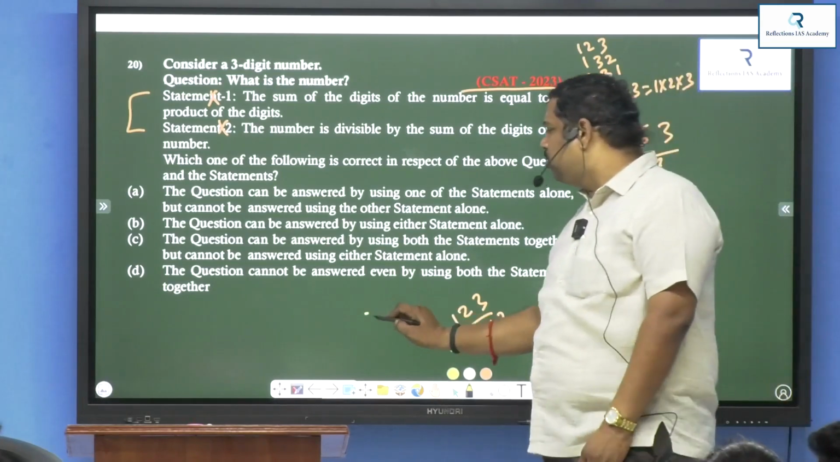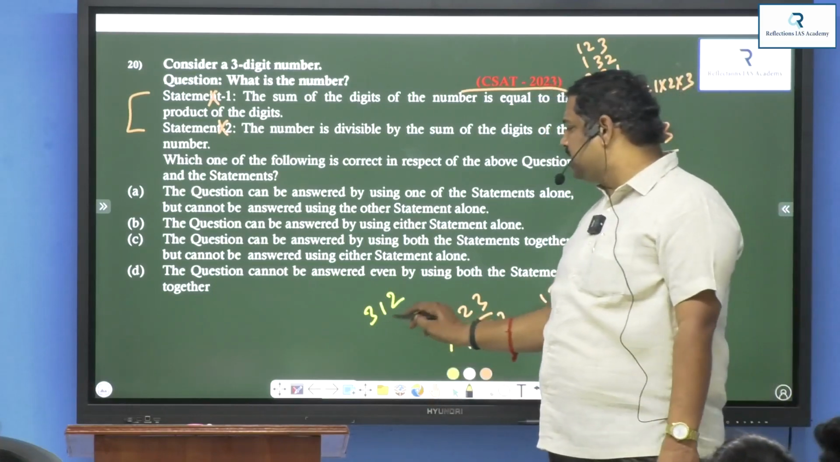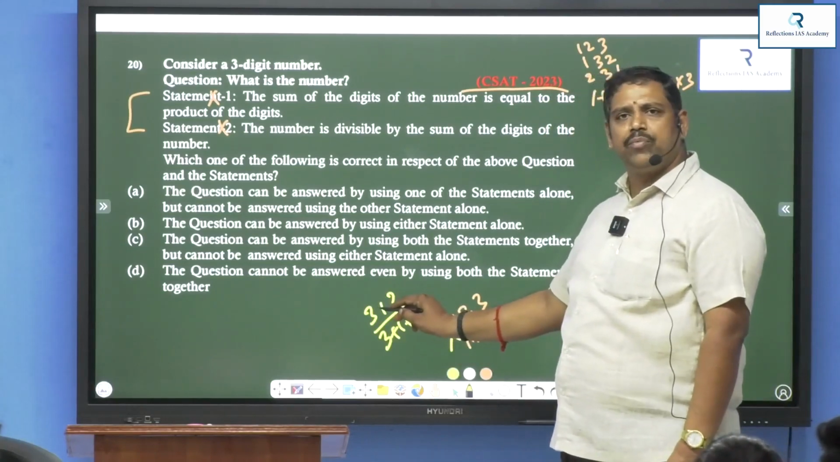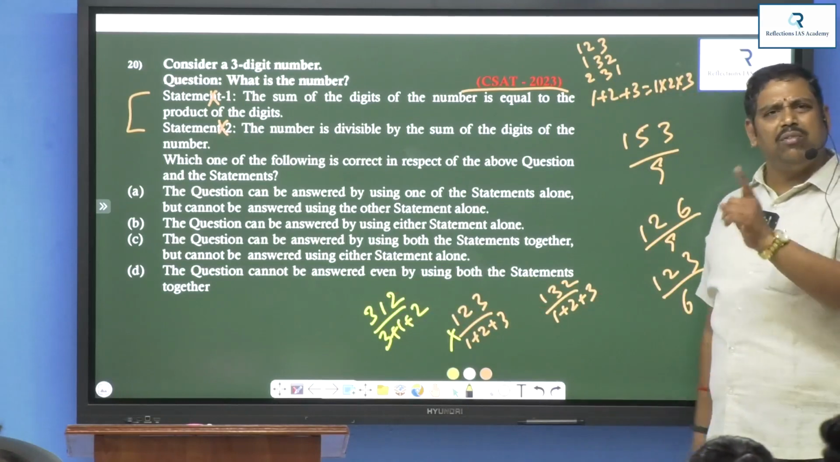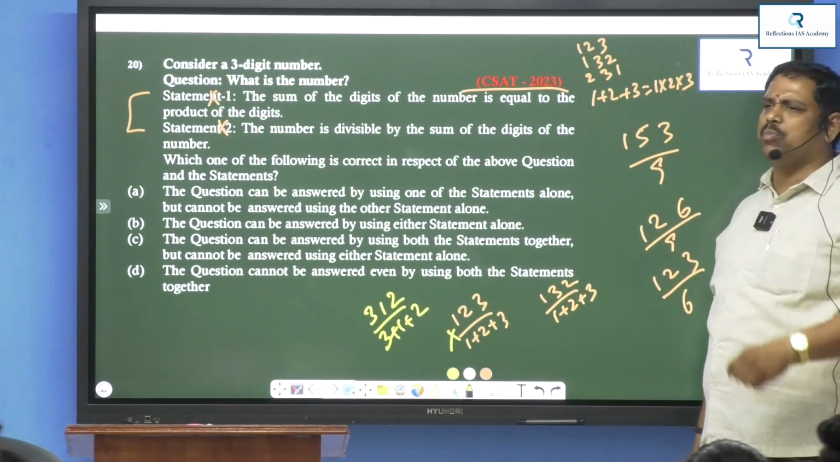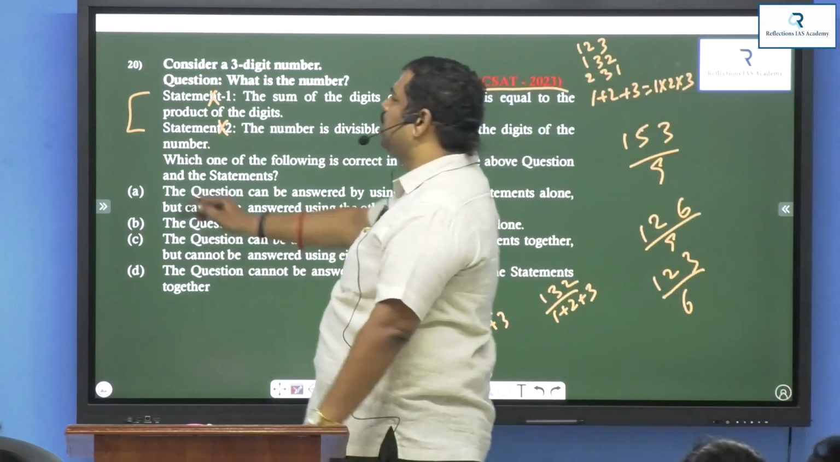Sir, what about 3, 1, 2? The sum of digits is also 6 only, right? It is divisible by 3 and divisible by 2. So, it is also divisible. You have two cases. Means the answer is possible or not possible? Not possible. So, both together also not possible.